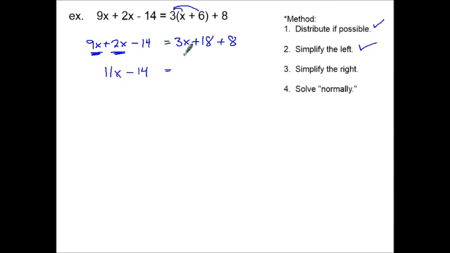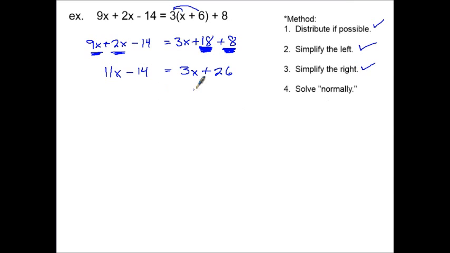Simplifying the right now. I've got a 3x and then I've got a positive 18 and a positive 8. And if I add those two together, because they're on the same side, again, notice I'm not doing any canceling here. That's going to be 3x plus 26. So now I'm done simplifying the right. And now again, solving normally.